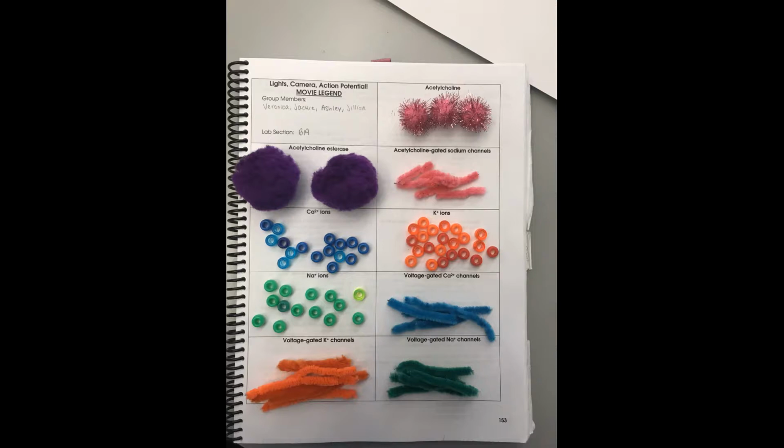The blue pipe cleaners are the voltage-gated calcium channels. The orange pipe cleaners are the voltage-gated potassium channels. And the green pipe cleaners are the voltage-gated sodium channels.